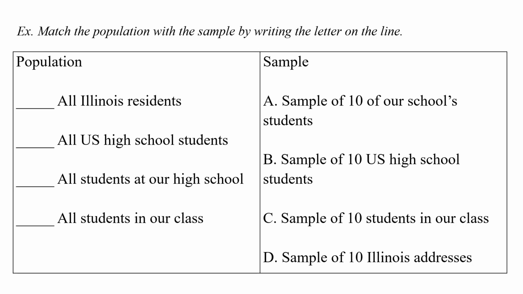What if we took a sample of 10 U.S. high school students, just U.S. high school students in general? Again, that's not going to accurately represent all Illinois residents. 10 students in our class, not a good choice either to represent all Illinois residents. But for D, if we take a sample of 10 Illinois addresses, that could be a good representation of all Illinois residents, because if you have an Illinois address, you are an Illinois resident. So that's why our first population to sample match is going to be all Illinois residents for our population. And the sample, we take a sample of 10 Illinois addresses. So that's the connection we want to make between these populations and samples.